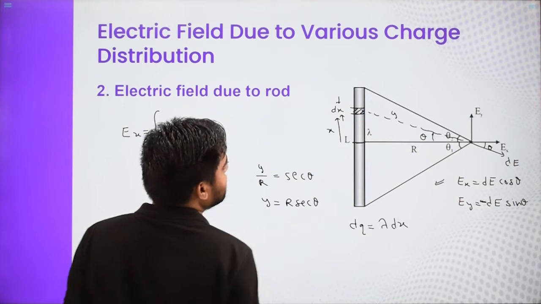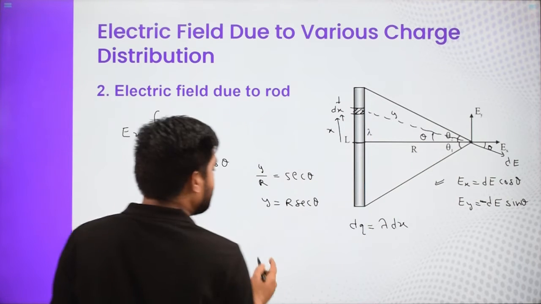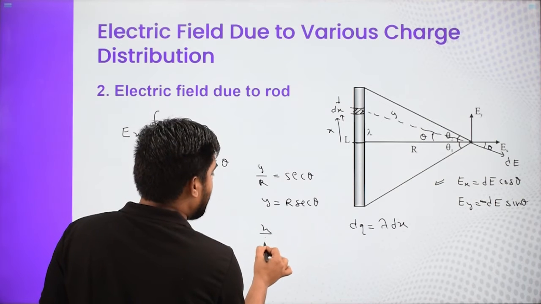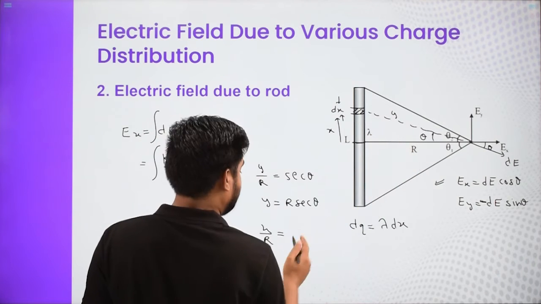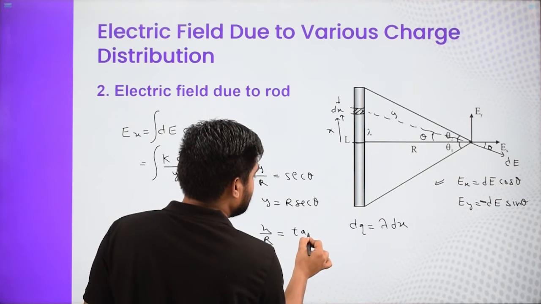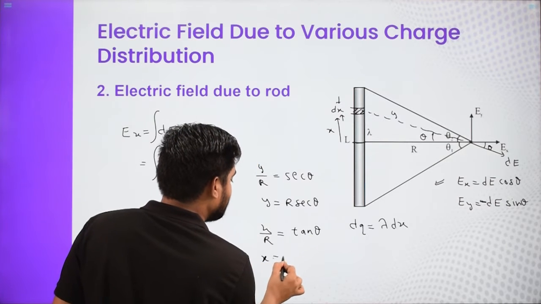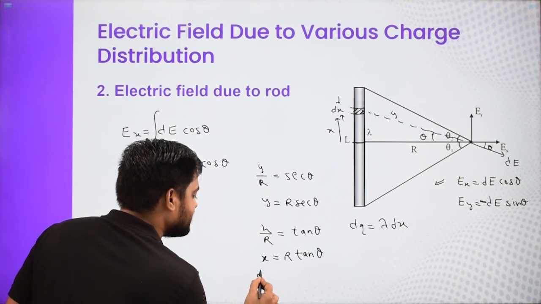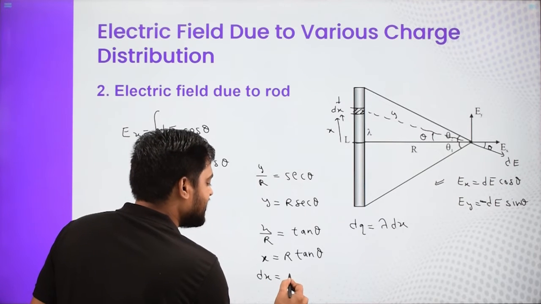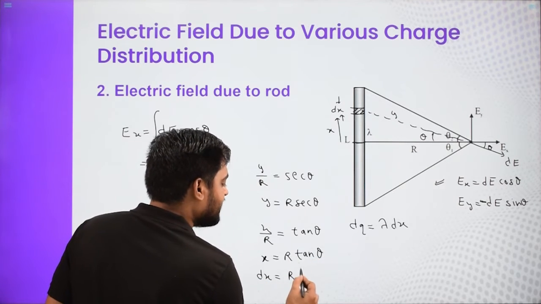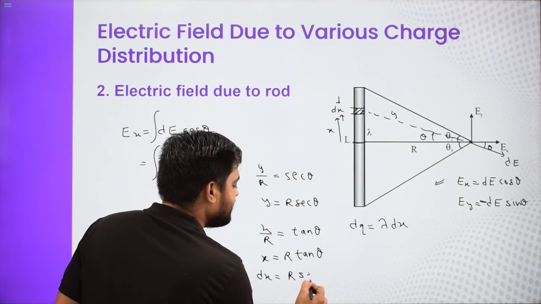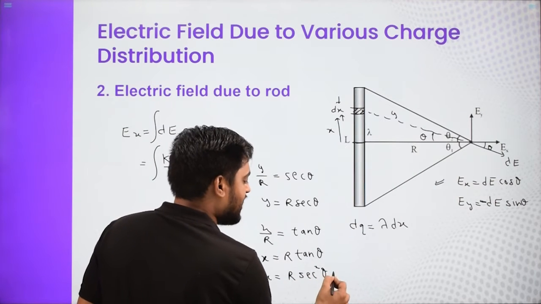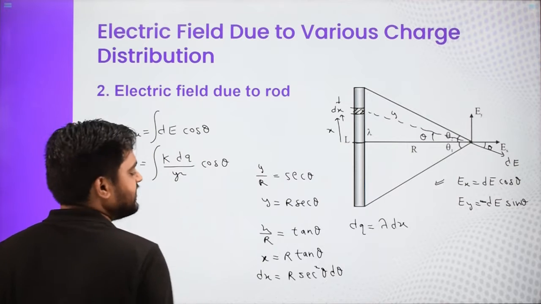How do you relate x and theta? I am saying that x divided by r is nothing but opposite by adjacent, so tan theta. So x is r tan theta. Differentiate this. So differentiation of x is dx. So dx is nothing but r, which is a constant quantity, and differentiation of tan theta is sec square theta d theta. And that is what our dx value is.